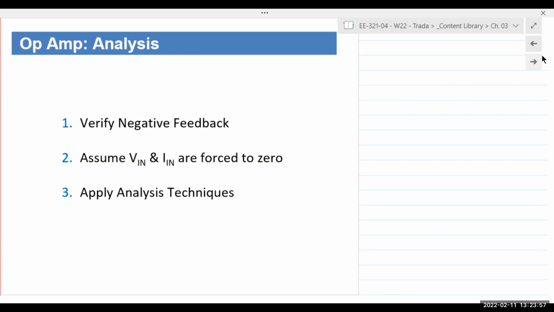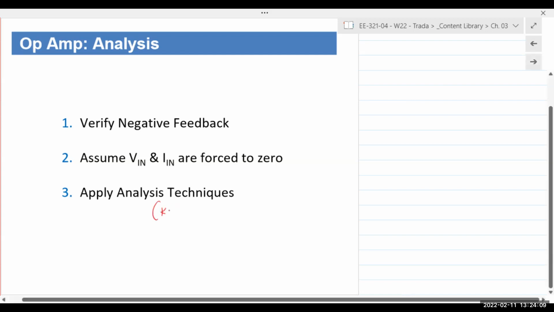Okay, so we have to verify first negative feedback. Once we verify that it has negative feedback, then we can assume V in and I in are 0. And after that, we can apply any analysis technique we want. Basically, KVL, KCL, nodal, Ohm's law, any analysis technique we want to solve for the currents and the voltages.